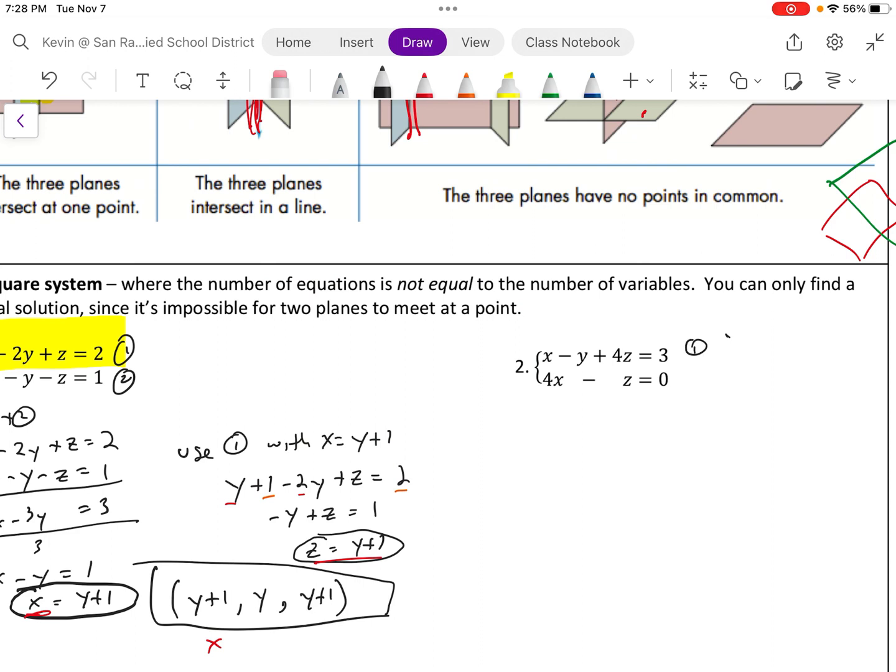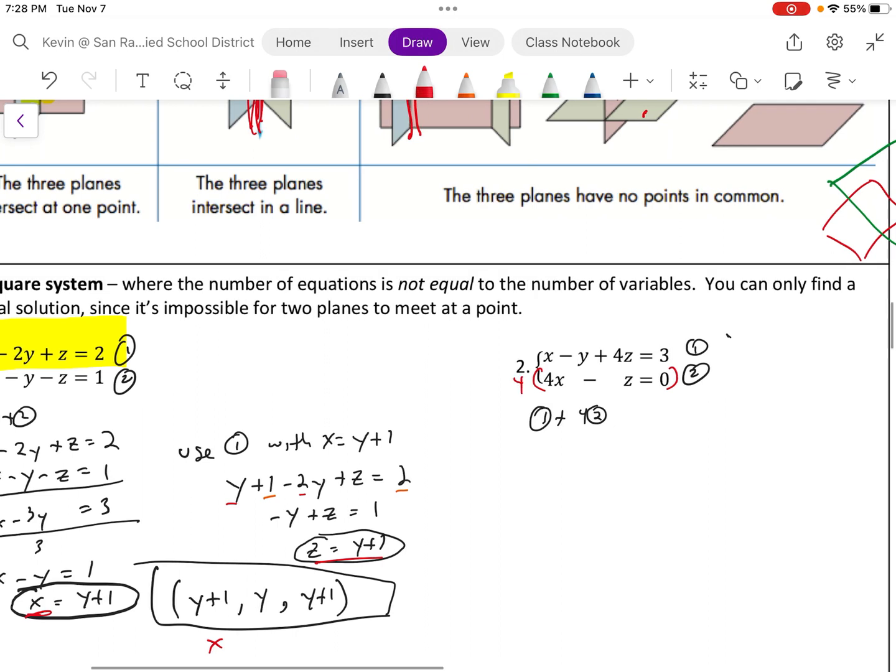Oops, we're going to go 1 and 2. Well, you could pick a lot of different options here. I think what I'm going to do is 1 plus 4 times 2. So that way if I come in here, I multiply everything here by 4, right? Then I'm going to get 16x minus 4z equals 0. But I want to be able to get rid of that.